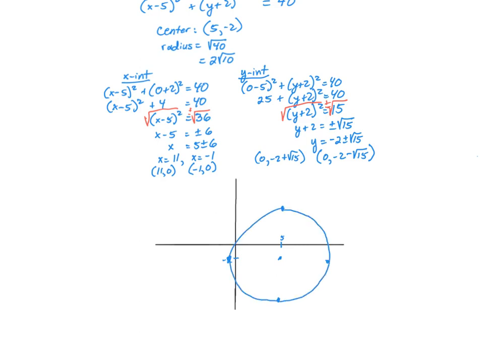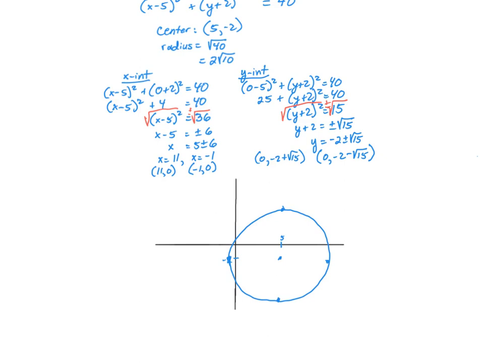Remember I said this is very roughly done. Let me see if I can't make this a little bit better right here on the left-hand side. I'm going to erase this part. So it comes around this way. Not a whole lot better, but that will do. So here's my circle, centered at (5, -2). Its radius is about 6.3 units.